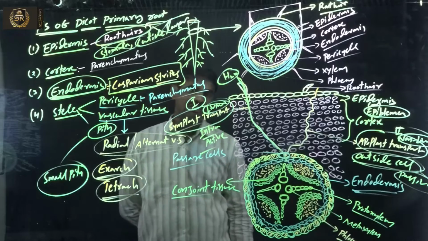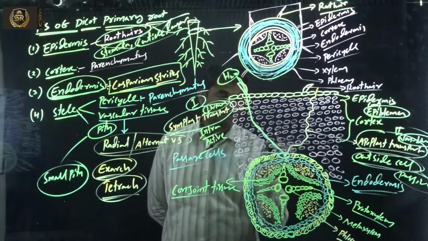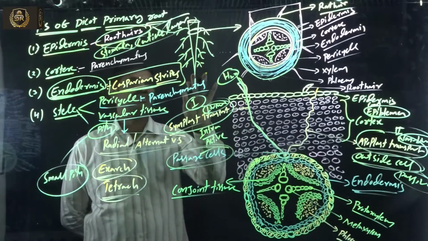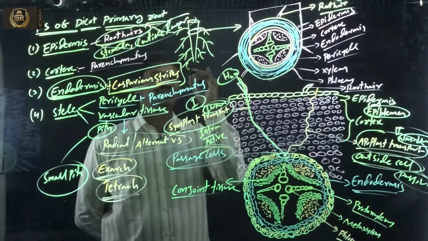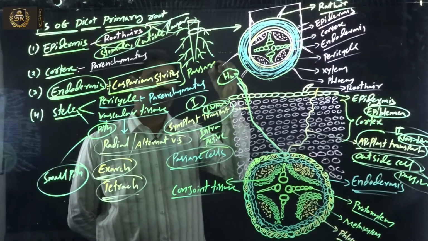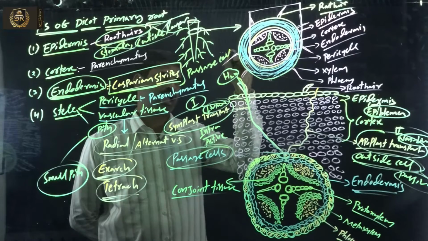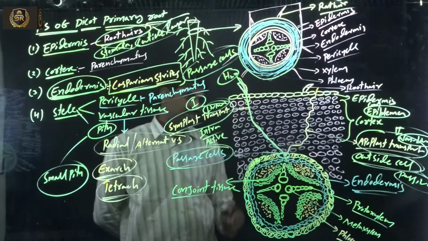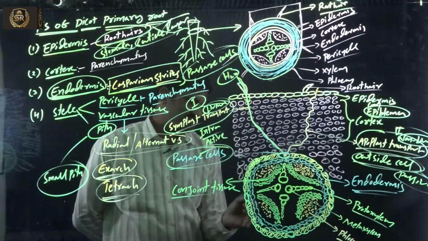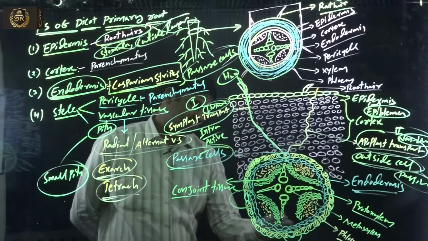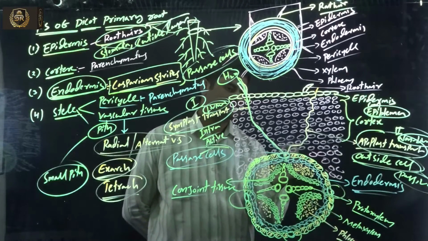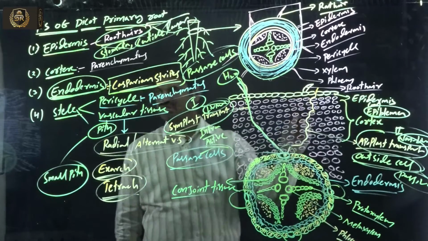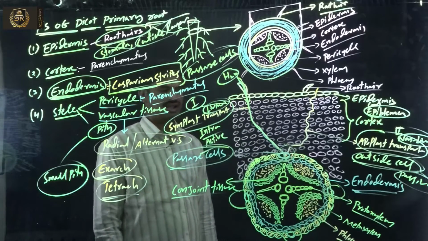Without Casparian strips, that part is called passage cells. Very important. The area without suberized bands is where passage cells are present. The number of passage cells depends on the xylem vessels. For example, this is one passage cell, and this is one passage cell. The passage cells' main function is to transport the water molecules absorbed by root hairs to the inside.